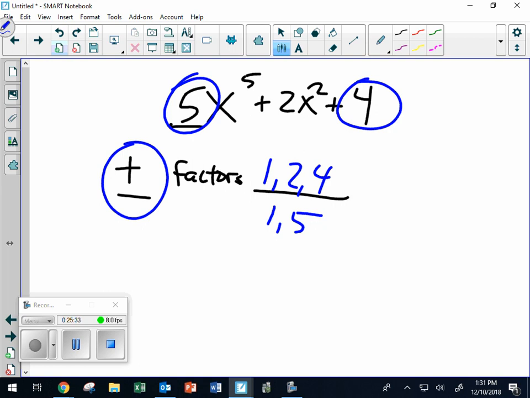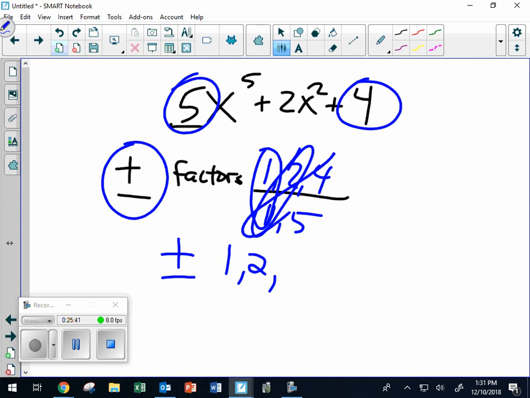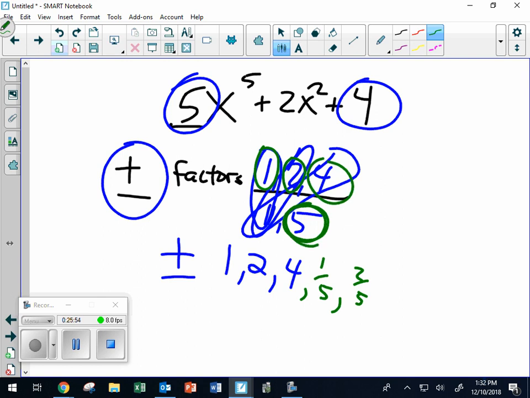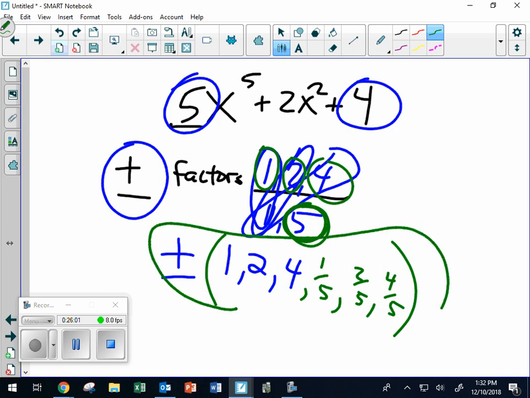So it's plus and minus 1 divided by 1, which is 1, 2 divided by 1, which is 2, 4 divided by 1, which is 4, and then I do them all with 5. 1 divided by 5, which is 1/5, 2 divided by 5, which is 2/5, and 4 divided by 5, which is 4/5. Holy smokes. Those are all the things that could possibly work.